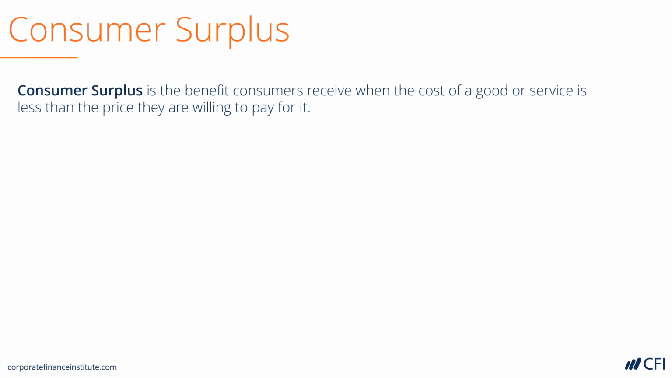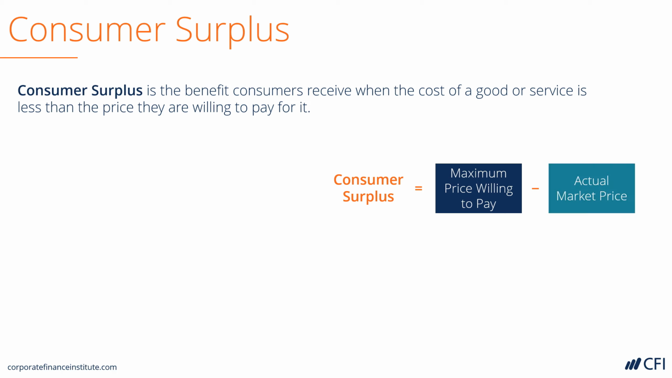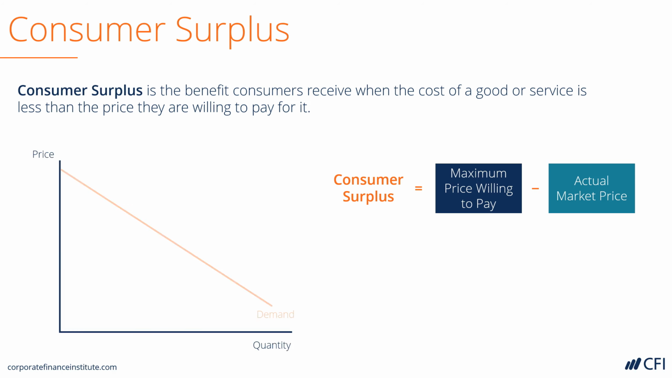Consumer surplus is the benefit to customers when they can buy something for less than they're willing to pay for it. Let's look at the formula for consumer surplus. You take the customer's maximum price they're willing to pay, subtract from it the market price, and you get their benefit or surplus, if you will.